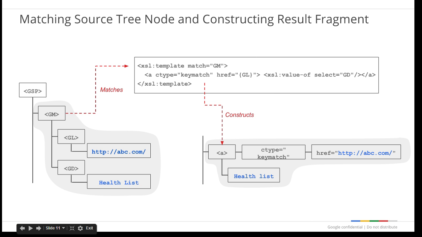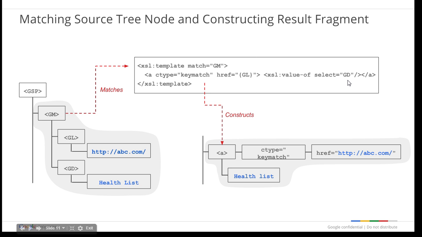In the first, we have the XML element named GL in curly braces. In the second, we have an XML element from the XSL namespace, xsl:value-of select equals GD. GD here again is an XPath expression.